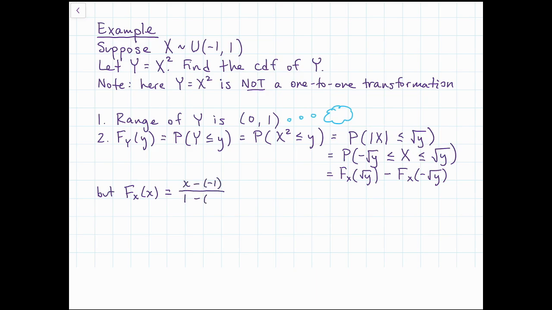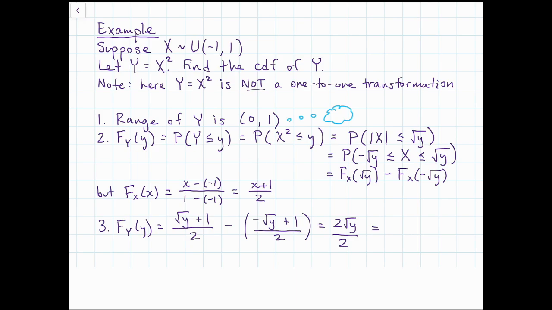What is the CDF of a uniform random variable? Well, it's x minus a over b minus a, and subbing in those values of a and b, we get x plus 1 over 2, and then we can do step 3, we can sub in what we know. So we'll have square root of y plus 1 over 2 minus negative the square root of y plus 1 over 2, and that just gives us 2 root y over 2, which is root y, for y between 0 and 1.